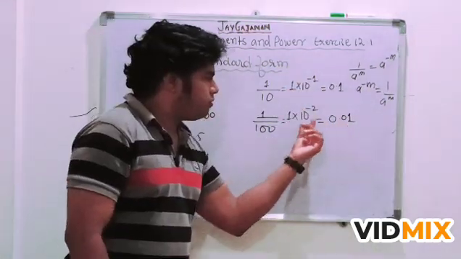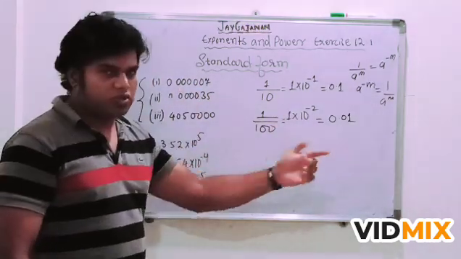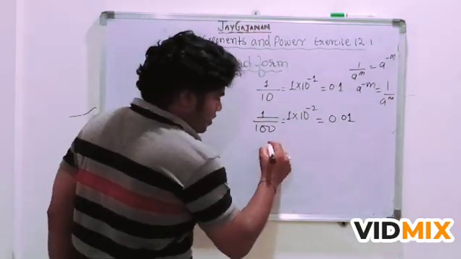So this is the usual form. This will be the standard form. Correct? This is the usual form. We have to convert that into standard form. One more take. We will take 1 upon 1000.